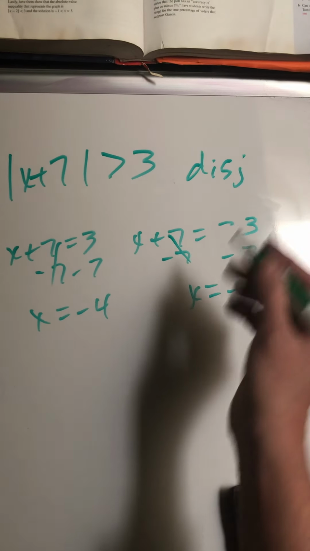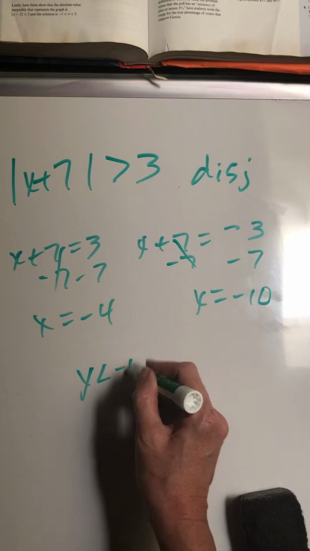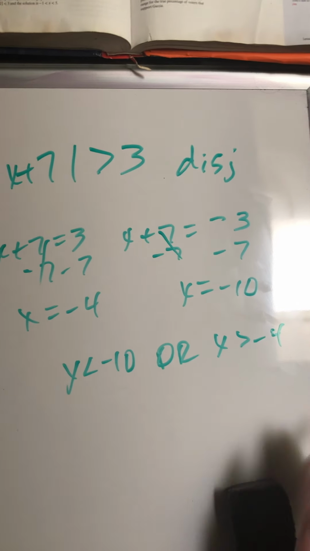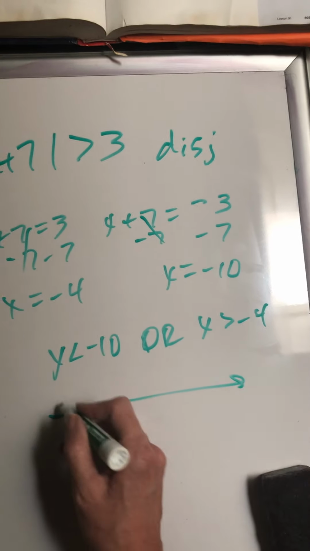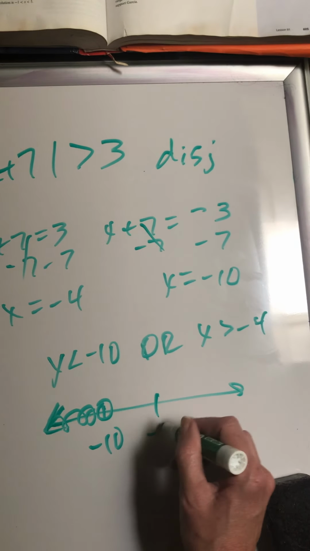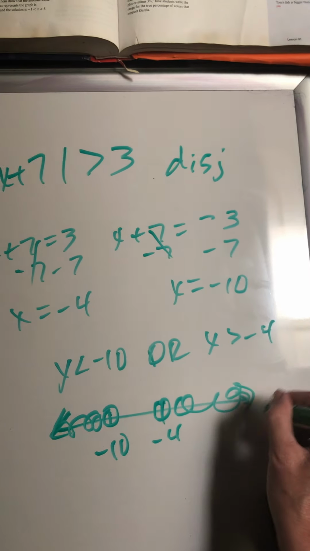Okay, this is a disjunction. So that means x is less than negative 10. It's less than the smaller one, or x is greater than negative 4. So then on the disjunction, negative 10 open circle shading to the left, negative 4 open circle shading to the right.